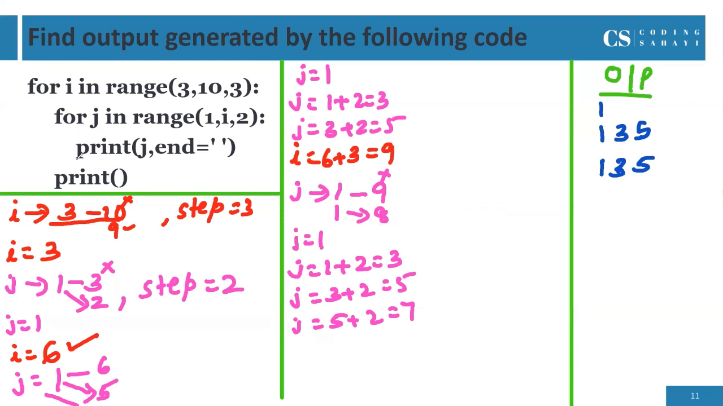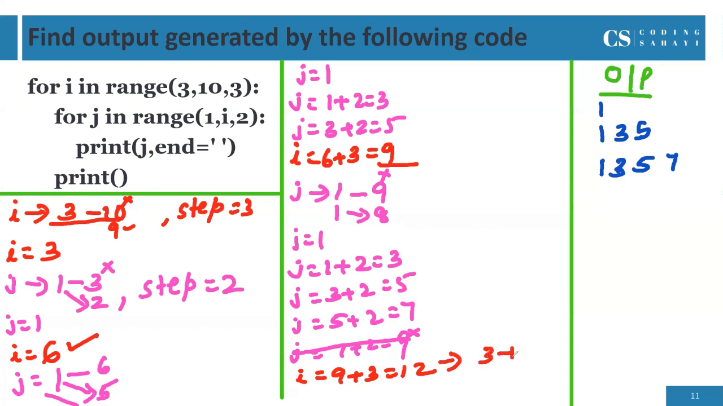So it is coming to this line, print j. What is the value of j? The value of j is 7. So it is printing the 7 here. Again end. Then j equal to 7 plus 2. 7 plus 2 equal to 9. 9 is not included. It is 1 to 8. So it is coming out of the loop and our print statement will be executed. Then again going back, and now the value of i is incrementing. Now 9 plus 3, it is 12. So whether 12 is in this range 3 to 10?